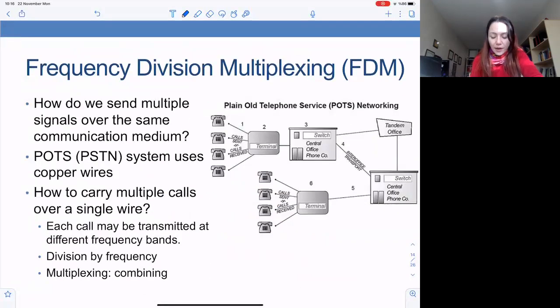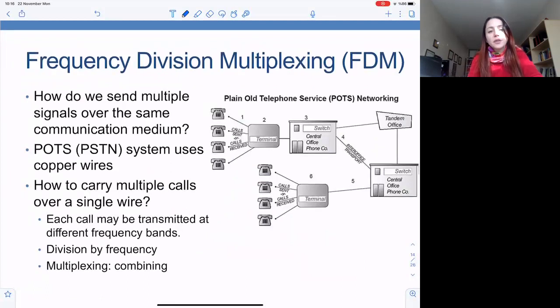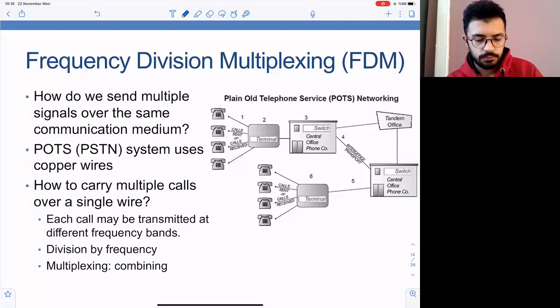Now, how do we send multiple signals over the same communication medium, whether it is RF or a wired transmission? One of the classical ways of multiplexing signals together is frequency division.